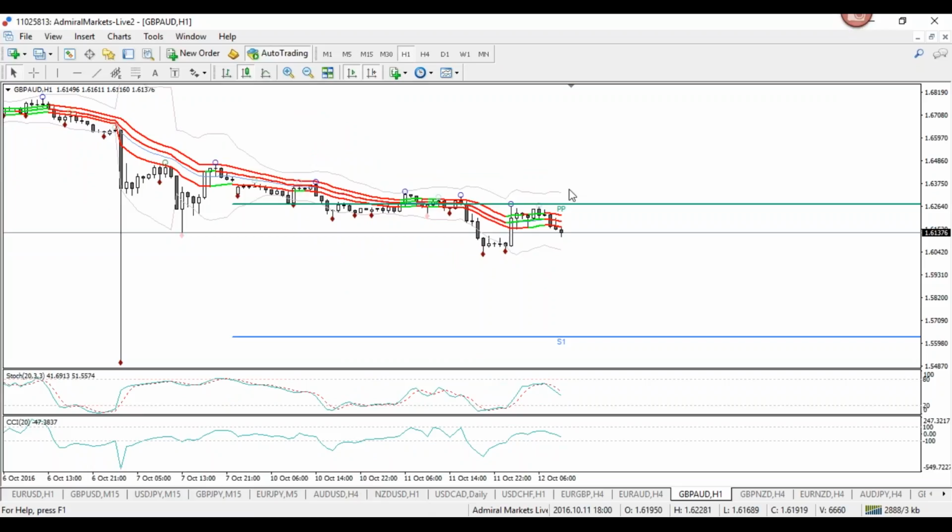I would still be patient with it. It's below the pivot point. This is the weekly pivot point. It is below the moving averages. So it might make the continuation now.